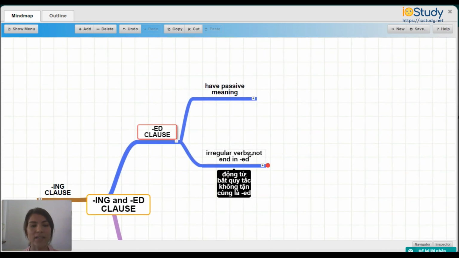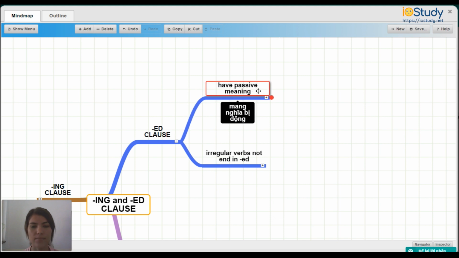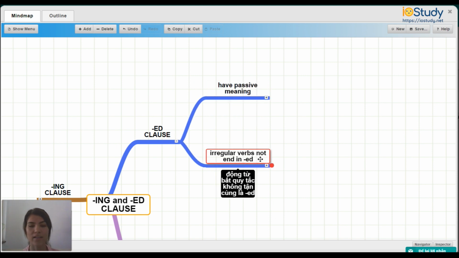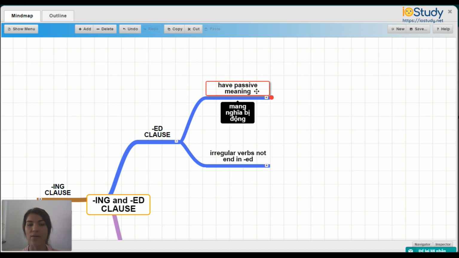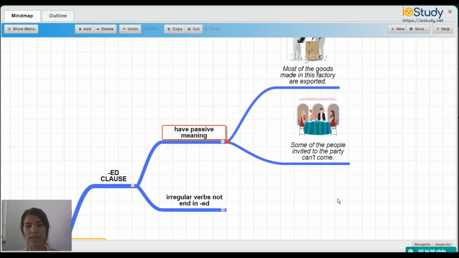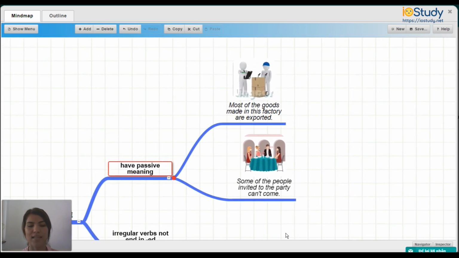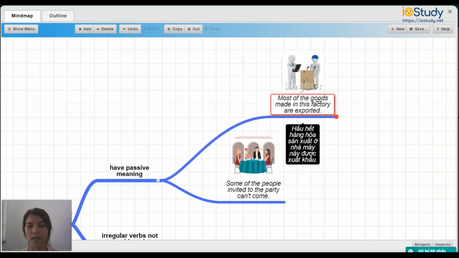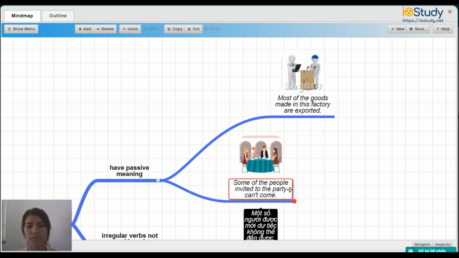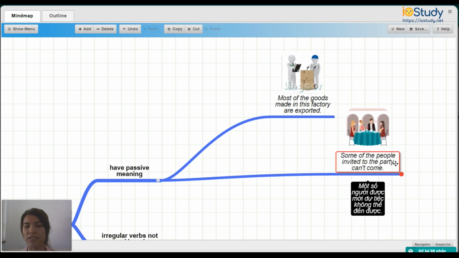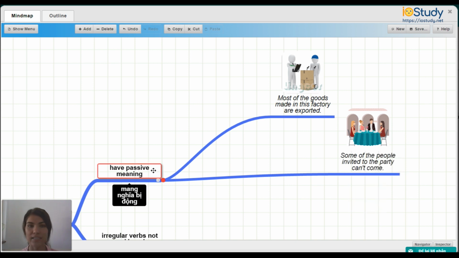So ed clauses have passive meaning, and there are irregular verbs that do not end in ed. So let's first look at the ones that have passive meaning. Here are some examples of ed clauses that have passive meaning. Number 1, most of the goods made in this factory are exported. And number 2, some of the people invited to the party can't come. So as you can see, both of these sentences have passive meaning and they use ed clauses.